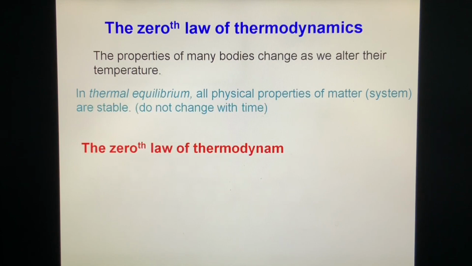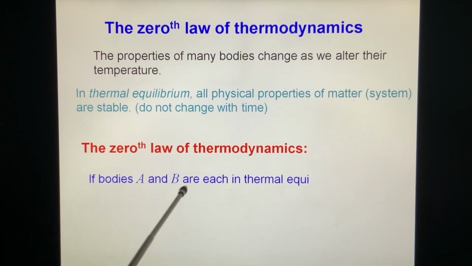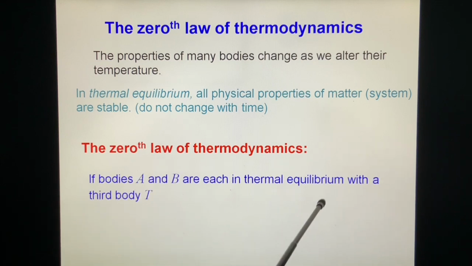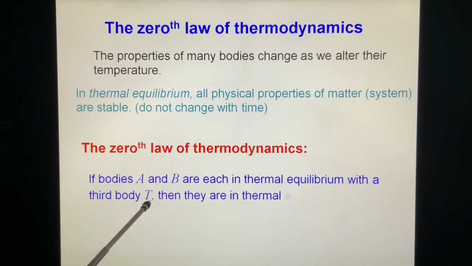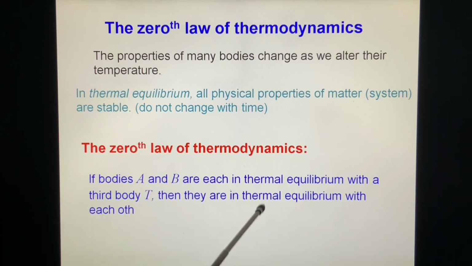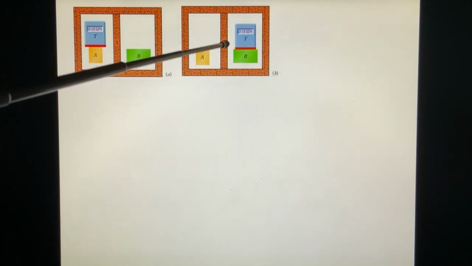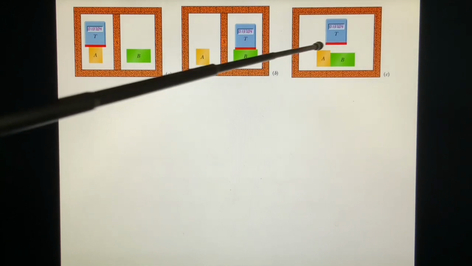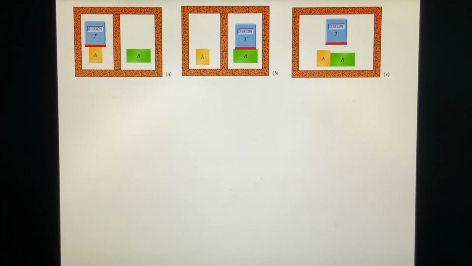The zeroth law of thermodynamics: if bodies A and B are each in thermal equilibrium with a third body T, then they are in thermal equilibrium with each other. Body A is in thermal equilibrium with T. Body B is in thermal equilibrium with system T. Then, if we touch A and B, nothing will change. They are in thermal equilibrium.